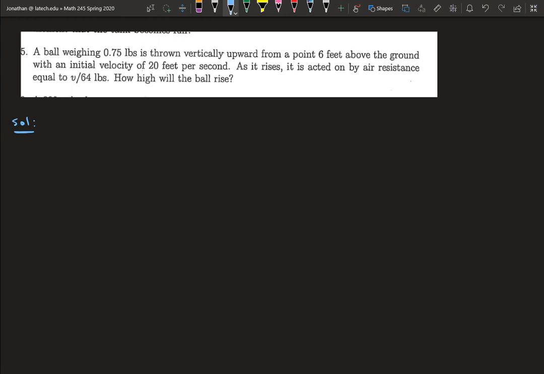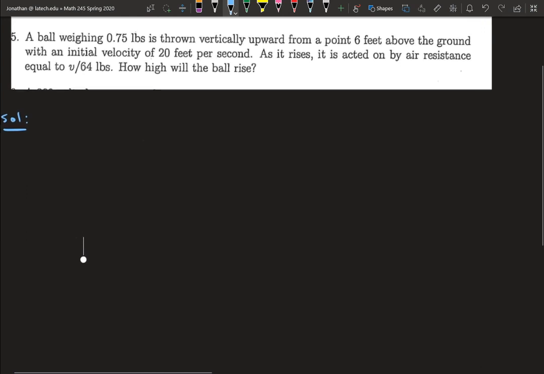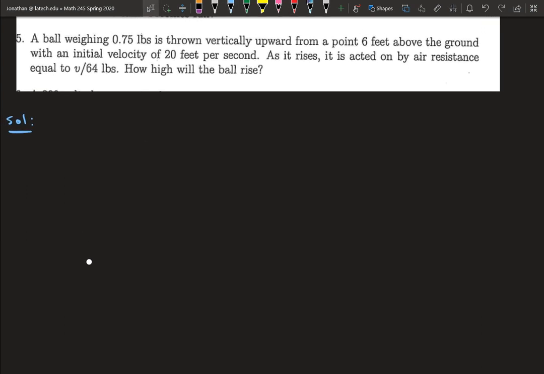A ball weighing 0.75 pounds is thrown vertically upward from a point 6 feet above the ground with an initial velocity of 20 feet per second. As it rises, it is acted on by air resistance equal to V over 64 pounds. How high will the ball rise?